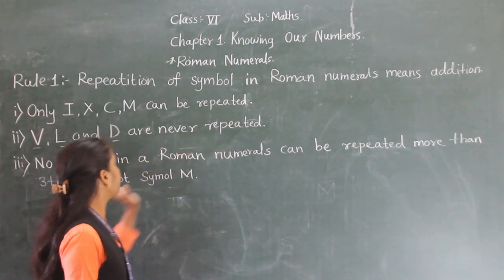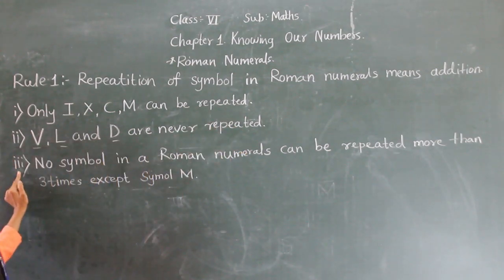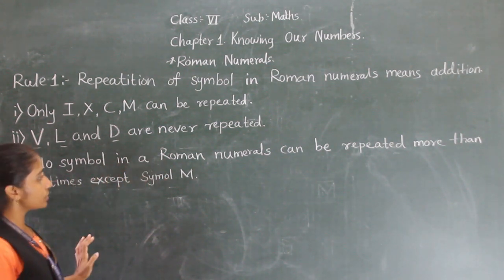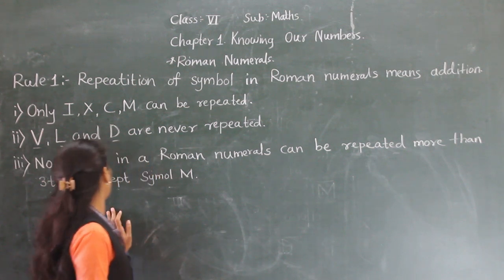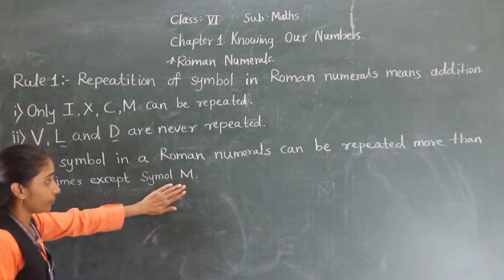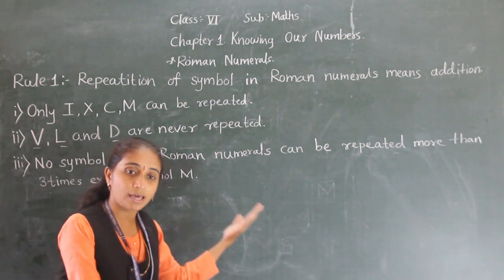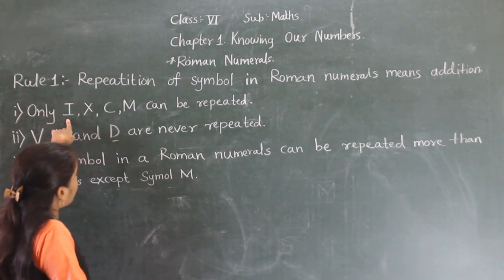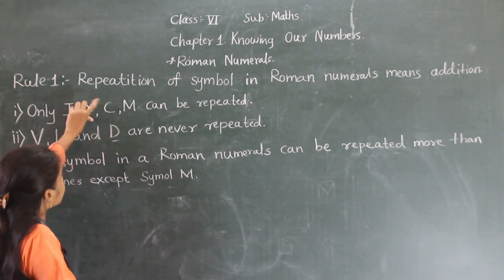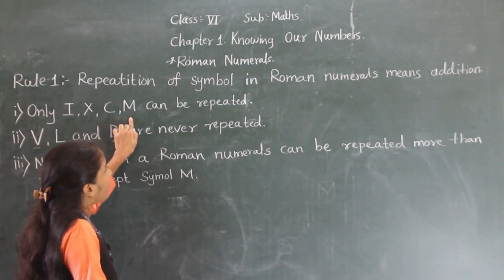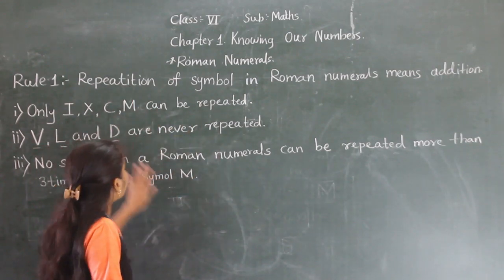And rule number 3. No symbol in Roman numerals can be repeated more than 3 times except symbol M. Means except M, M can be repeated more than 3 times. But except M, which symbols can we repeat? I, X and C we can repeat. But only M are we allowed to repeat more than 3 times.